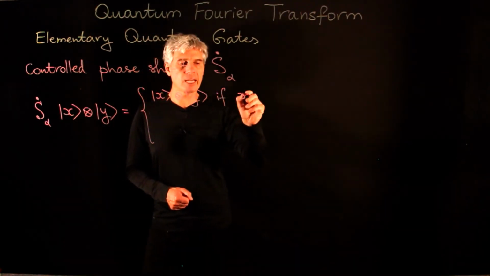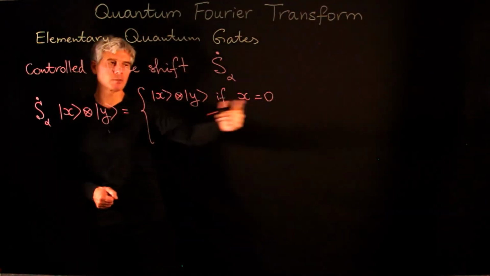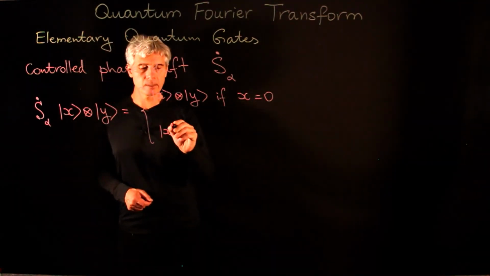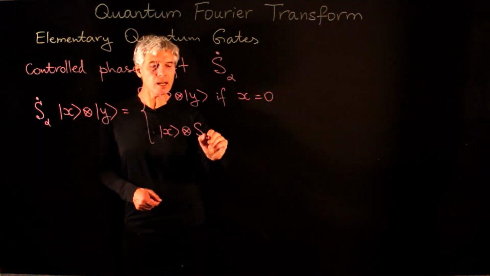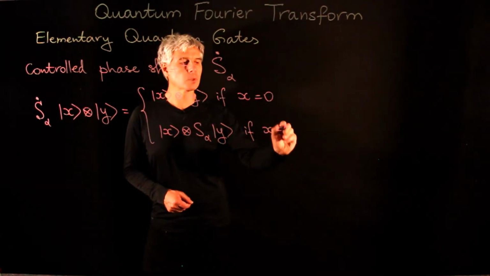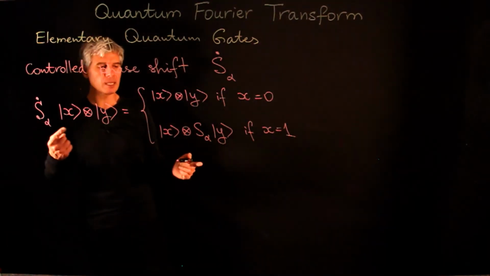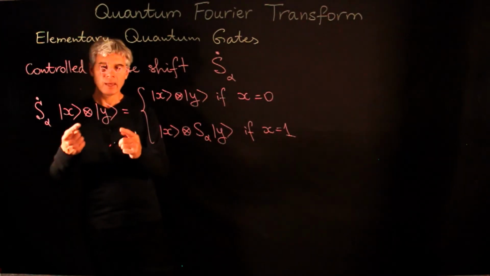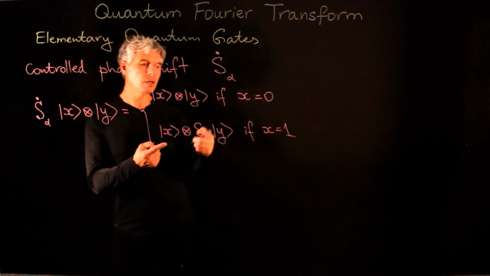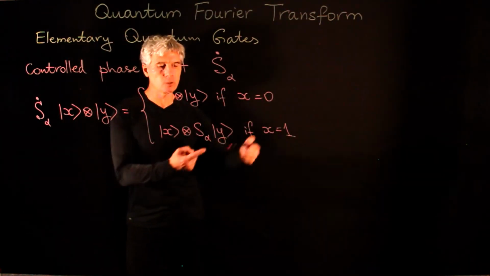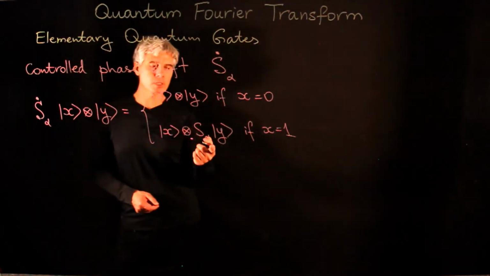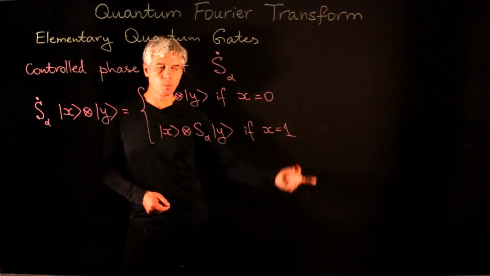if the value of X is equal to 0. So this means that if X is equal to 0, then we do nothing. And it's going to be X tensor S alpha applied to Y if the value of X is equal to 1, right? So basically, if X is equal to 0, then we do nothing, and if X is equal to 1, then we apply this phase shift.